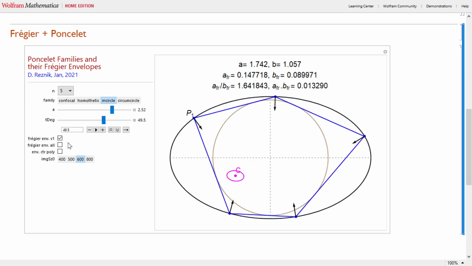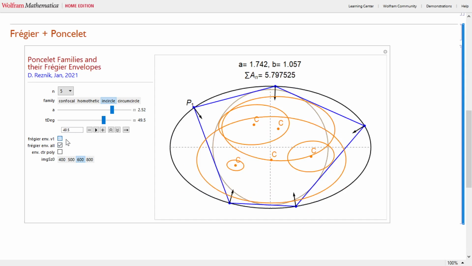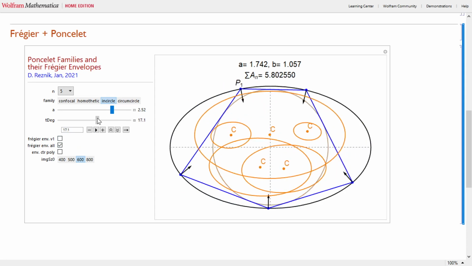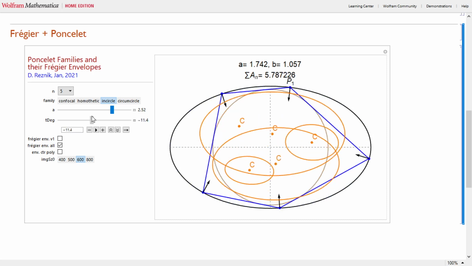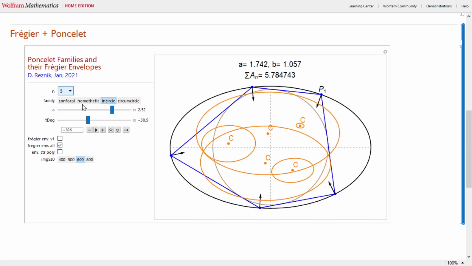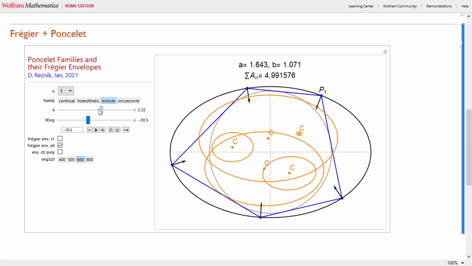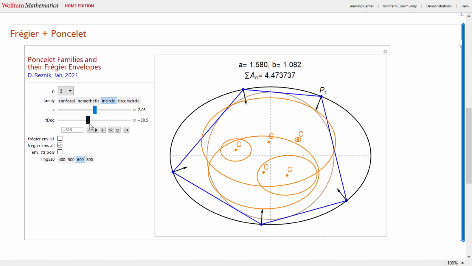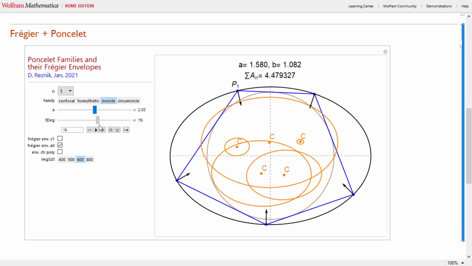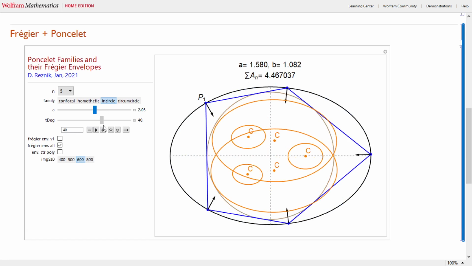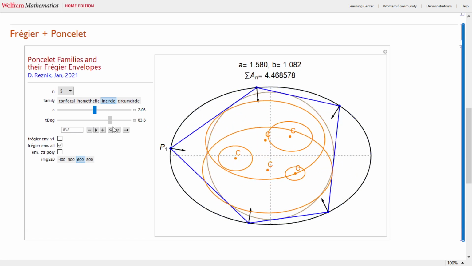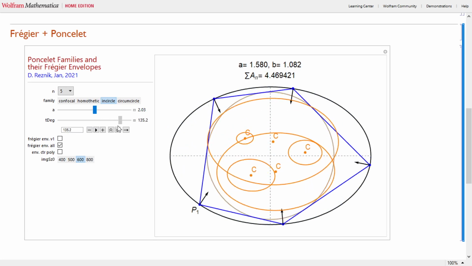Let's draw the 5 Frégier envelopes. Again, nothing really smart going on here. I suppose I could change a little bit the aspect ratio, but there's nothing really remarkable going on here. I'll show you guys in the end what the locus of the C points are for each one of the families. There's nothing really interesting there either.